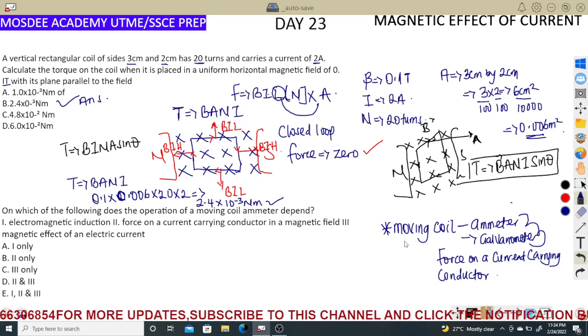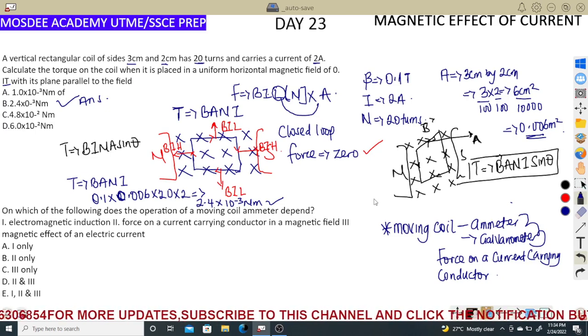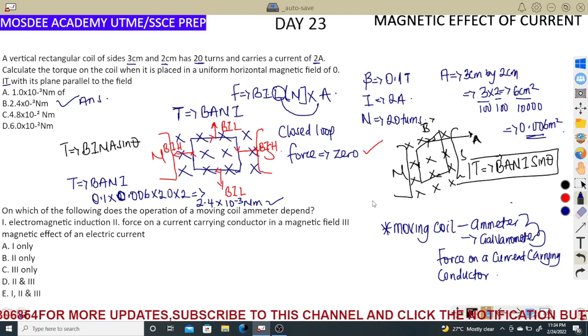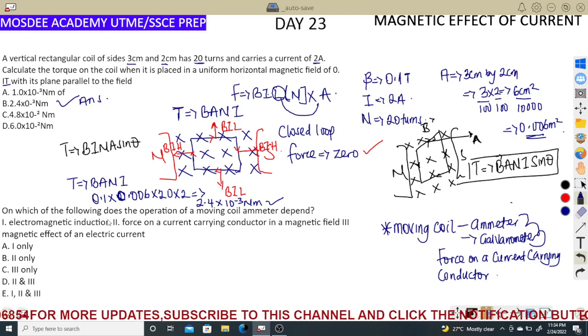Now, the force on a current carrying conductor is given as we've talked about that. It's given as BIL, and if it's carrying charge, it's given as QVB. Always keep that at the back of your mind. This is very important. So this is a simple question.